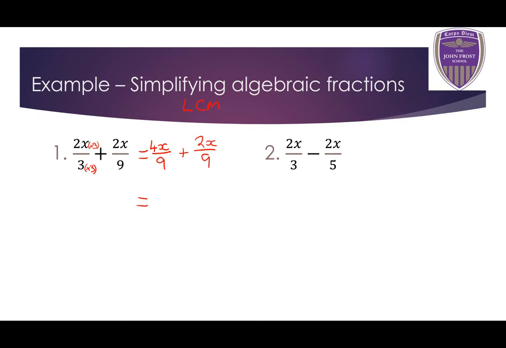Now we need to collect these ninths. So 4x over 9 plus 2x over 9, because the denominator is the same, the answer will just be 6x over 9. And that's my final answer, okay? Let's have a look at the second part now.